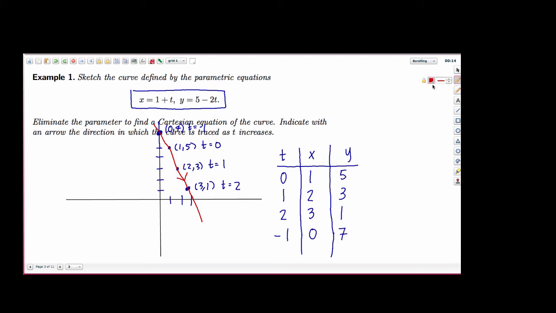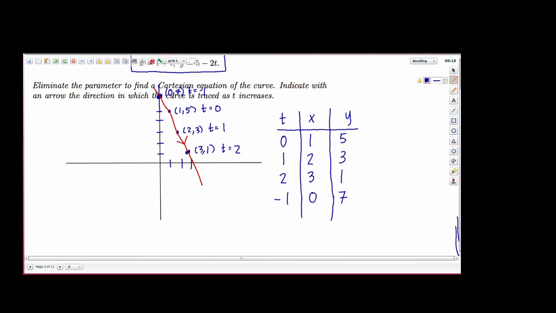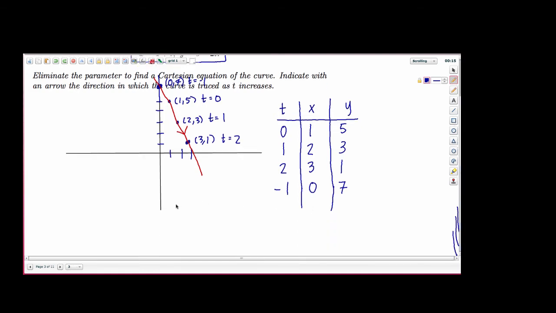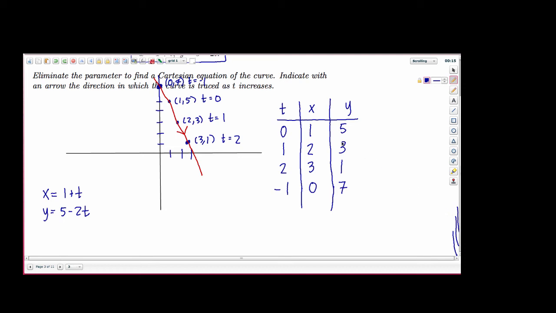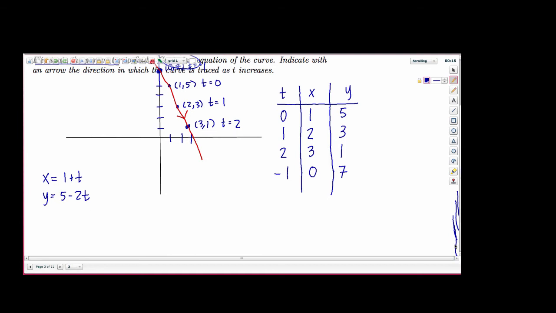Now let's think about how we could have figured out that this was a line without plugging in points. Remember the equations we were given: x is equal to 1 plus t, and y is equal to 5 minus 2t. These were just the equations that we were given. So we're going to do this procedure, which is called eliminating the parameter. I'm going to try to solve for t and find a Cartesian equation. Cartesian just means y is a function of x.